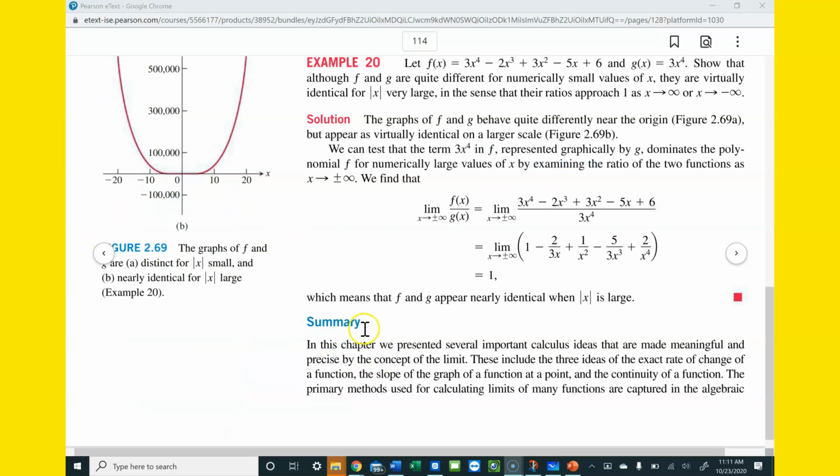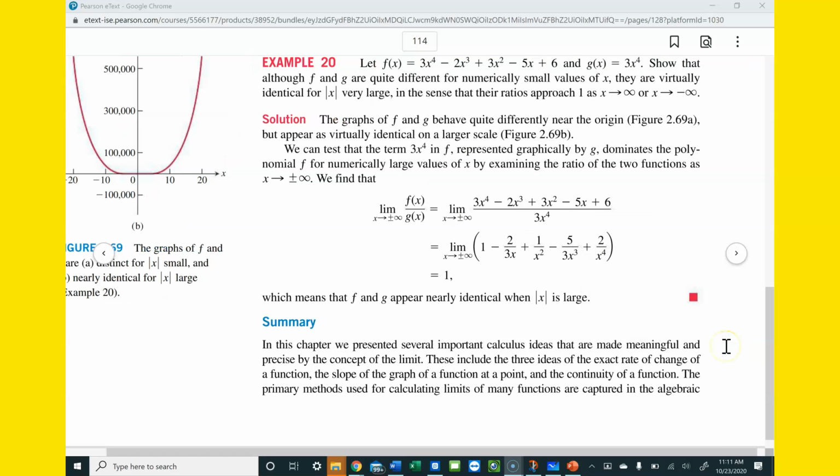All right, here's a summary of all of Chapter 6. In this chapter, we presented several important calculus ideas that are made meaningful and precise by the concept of the limit. These include the 3 ideas of the exact rate of change of a function, the slope of the graph of a function at a point, and the continuity of a function.